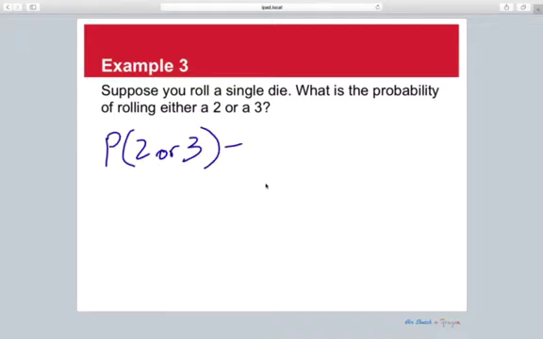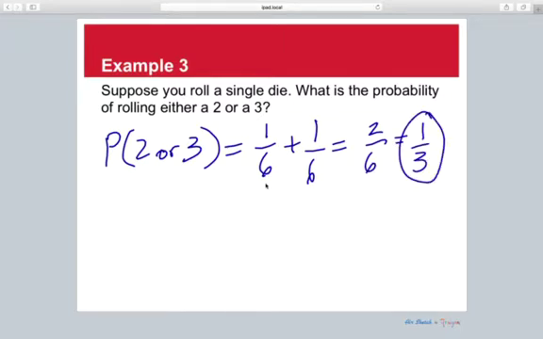You can't roll both at the same time, so they are non-overlapping. So the probability of rolling a 2 is just 1 out of 6, if it's a 6-sided die. And then we would add to that the probability of rolling a 3, which is also 1 out of 6. So this comes out to 2 out of 6, which we can reduce to 1/3. And that's it.